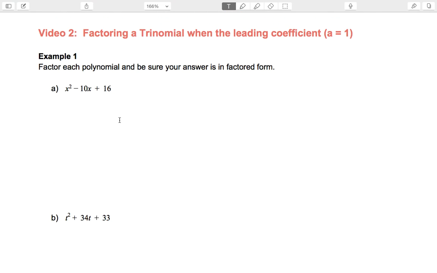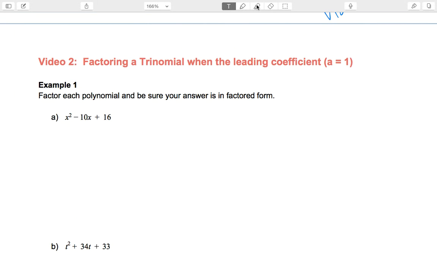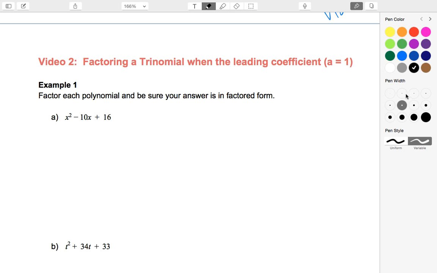Alright, hello. So this is your second video, and this is just a review about factoring a trinomial when the leading coefficient is 1, right? So remembering the structure, we have ax squared plus bx plus c. Remembering whenever I'm referring to the a value, that is the leading coefficient. Okay, so that's the leading coefficient.